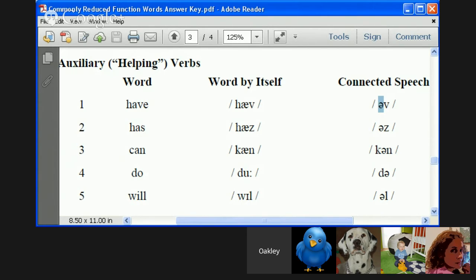Okay, the next one's a little tricky. Max, we've got "do."